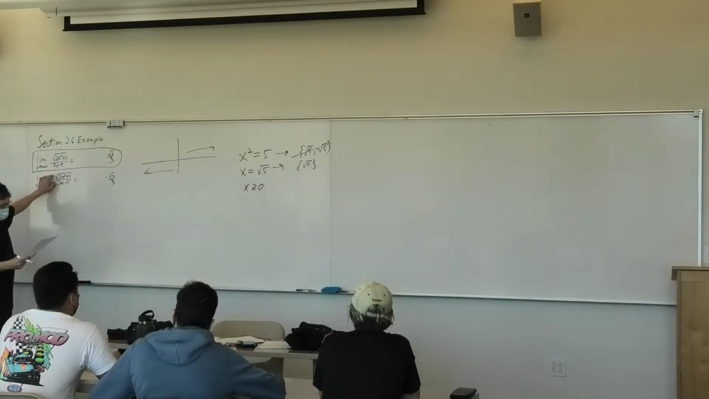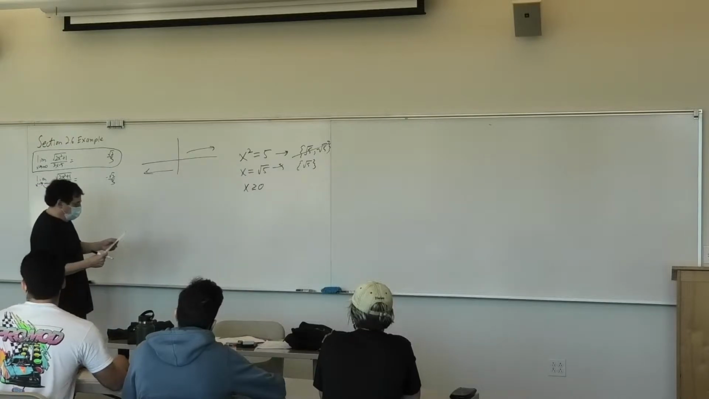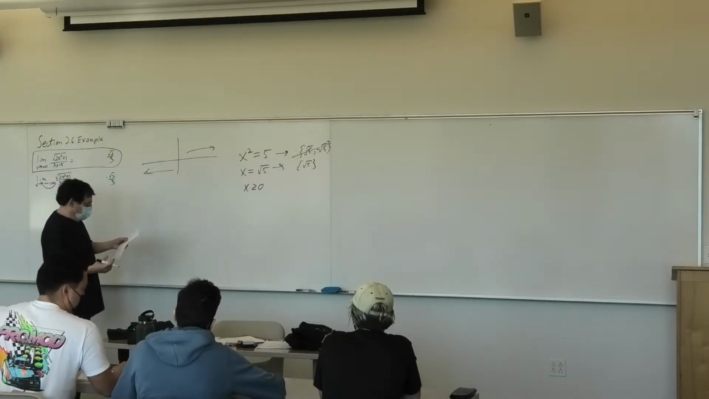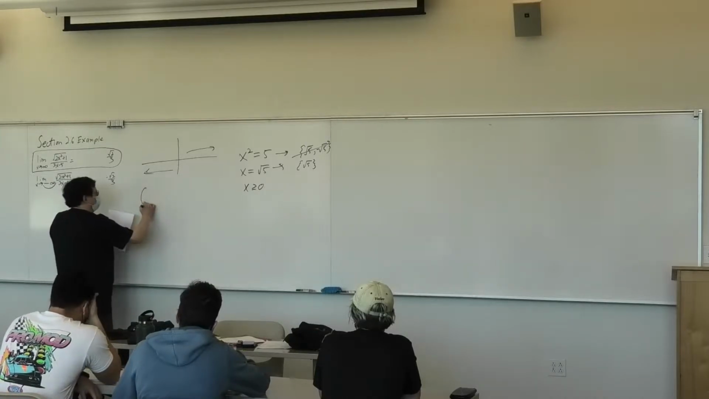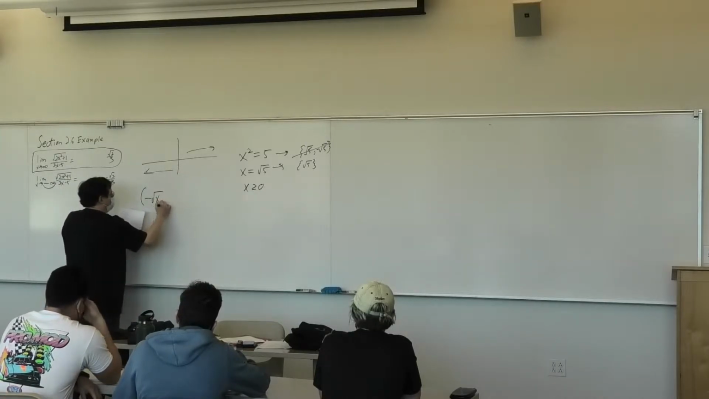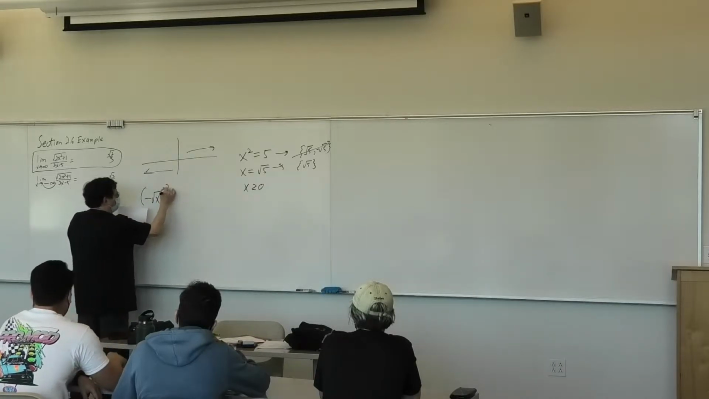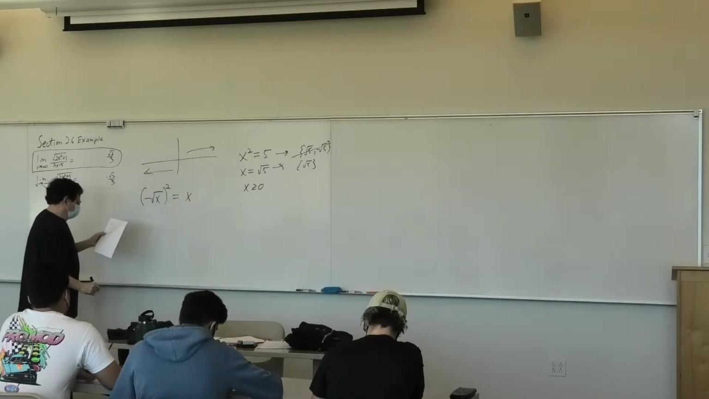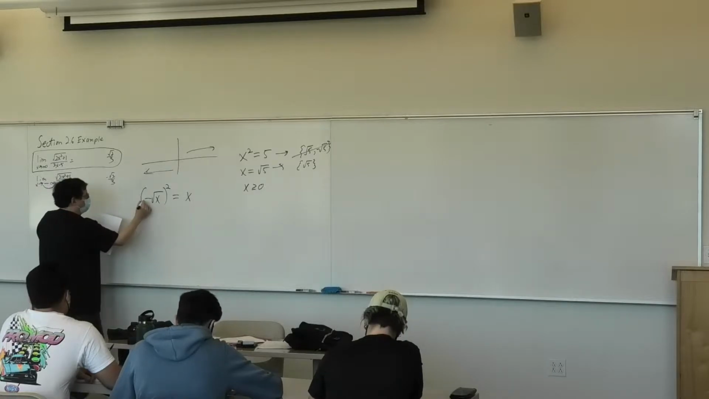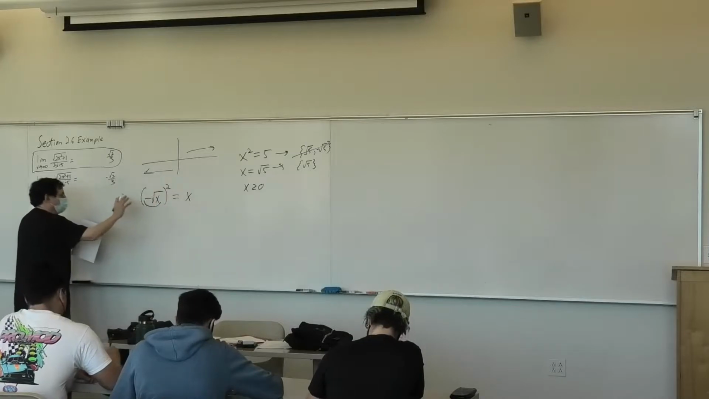We've got a square root of x squared, and the book points it out in a little different way. So you might want to notice that the square root of x squared is x, right? So negative square root of x squared is negative x.